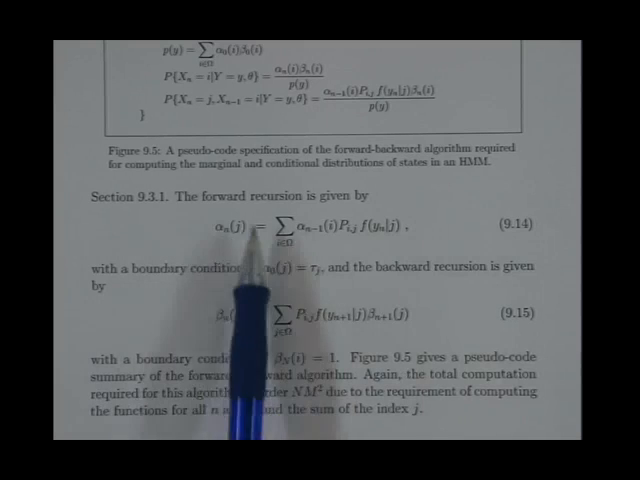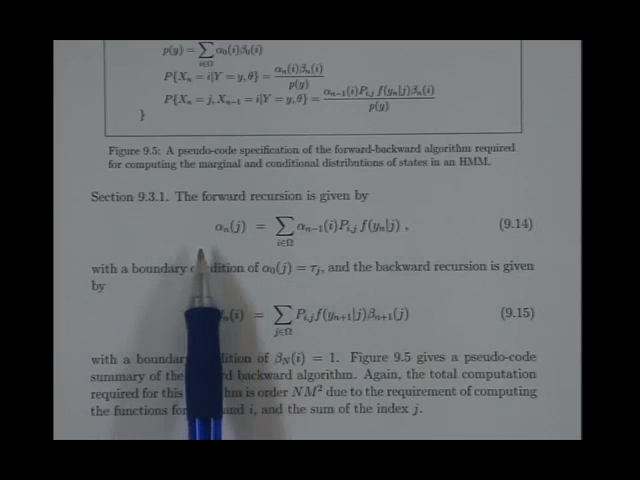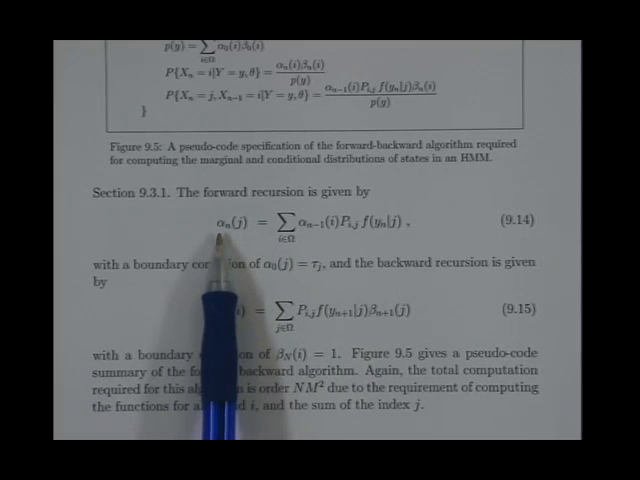So for real algorithms, there are lots of various tricks to making it efficient, but usually you really work not with the alpha, but with the log of alpha, okay?